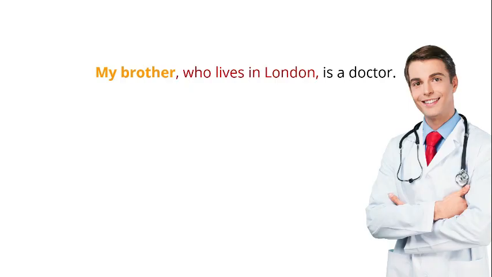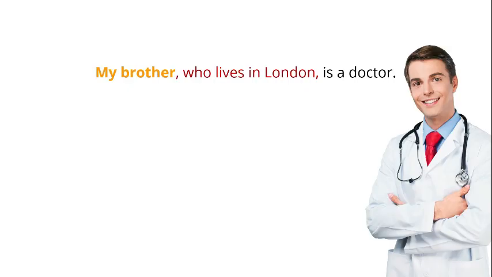So in this sentence I've got the main information, my brother is a doctor, and I've given you some additional information between the commas here. This is called a non-defining relative clause, and I'll explain later the difference between defining and non-defining. So I've given you extra information that he lives in London. Okay, my brother, who lives in London, is a doctor.